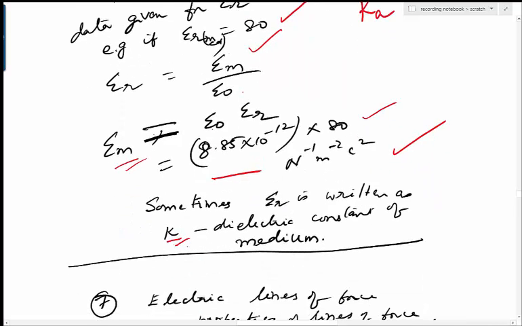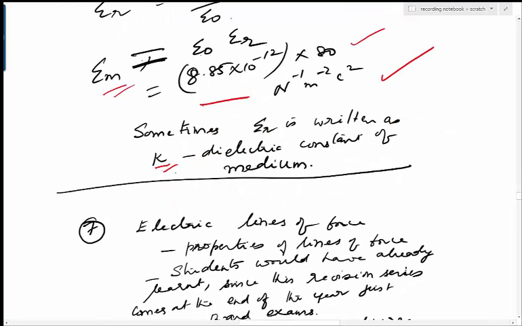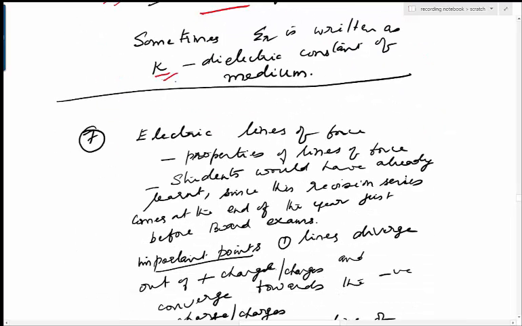So it's for the students to distinguish, in the context of whatever comes in the paper or on the class board, what that K refers to. It can sometimes refer to the electrostatic constant, depending upon its position in the numerator or denominator, right? And therefore, electric lines of force. Properties of lines of force.